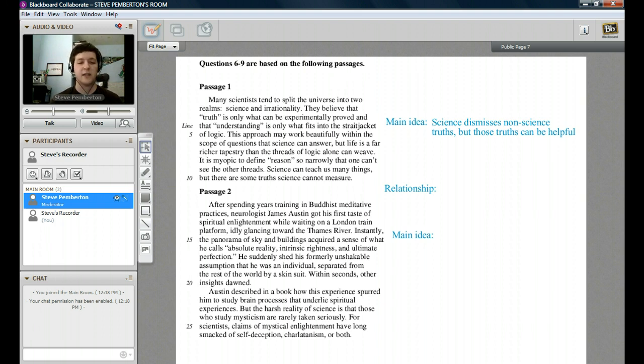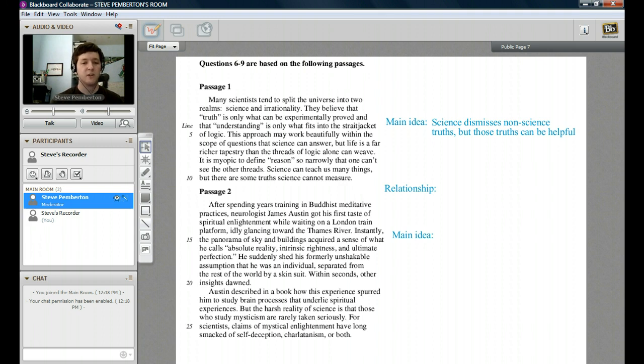Austin described in a book how this experience spurred him to study brain processes that underlie spiritual experiences. But the harsh reality of science is that those who study mysticism are rarely taken seriously. For scientists, claims of mystical enlightenment have long smacked of self-deception, charlatanism, or both. Again, pause the video if you need to reread it and come up with your own main idea.